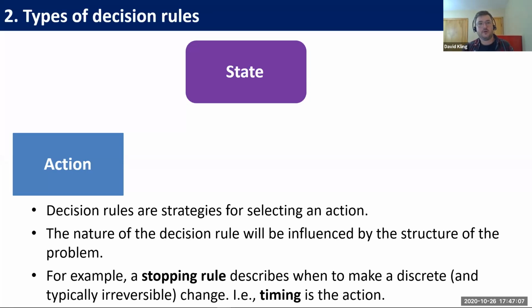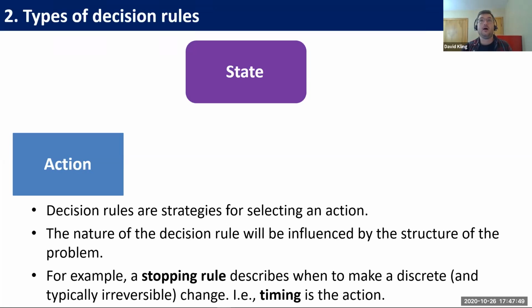So let's talk about the action-state relationship a little bit further, building off of that. I think maybe you could call it a fundamental statement of a decision problem. So a lot of our energy is going to be spent on methods for arriving at a decision rule. And a decision rule is a strategy, I'm going to call it a strategy for selecting an action. And the nature of the decision rule will be influenced by the structure of the problem. And it can be really interesting how that shakes out.